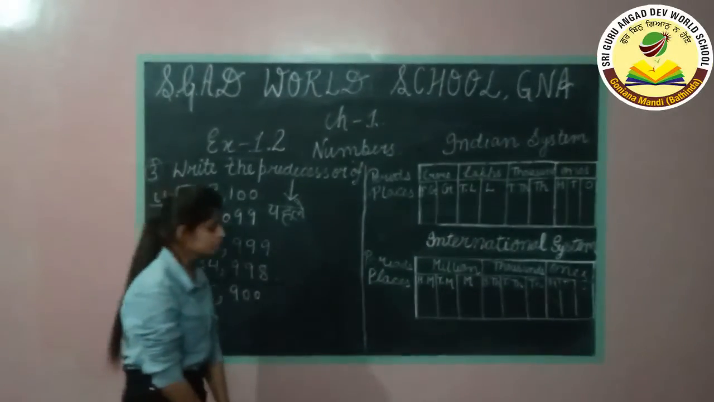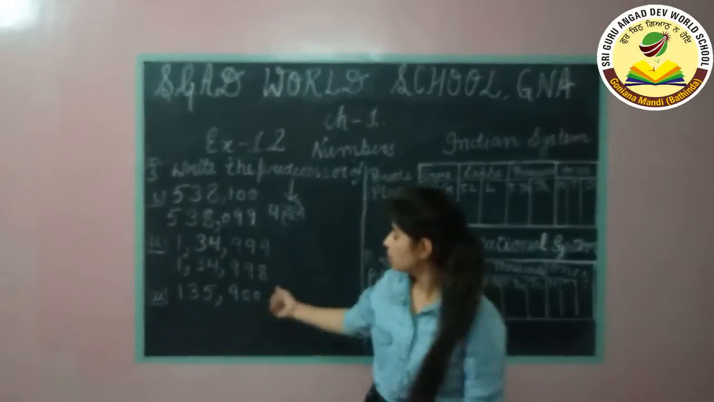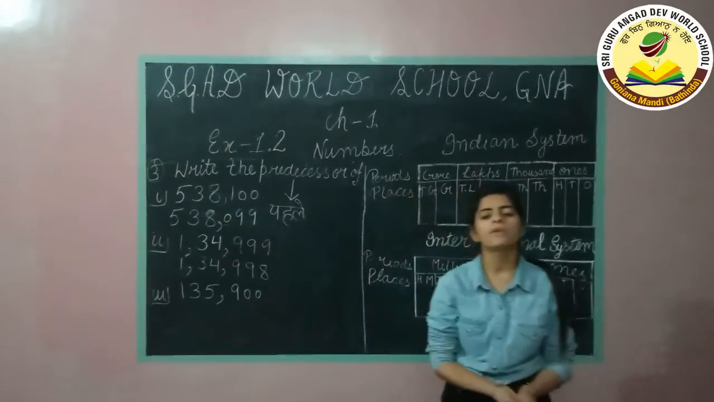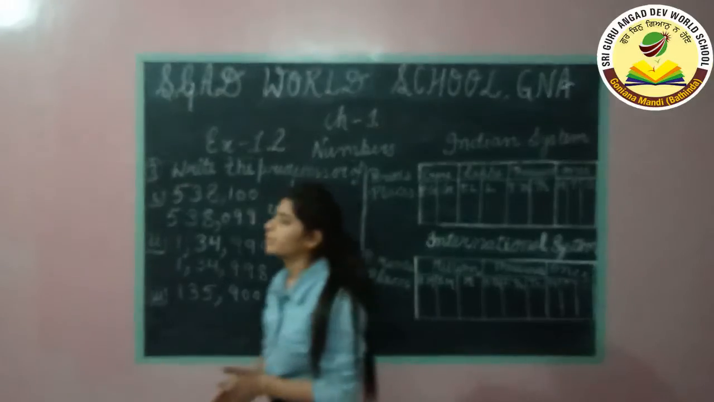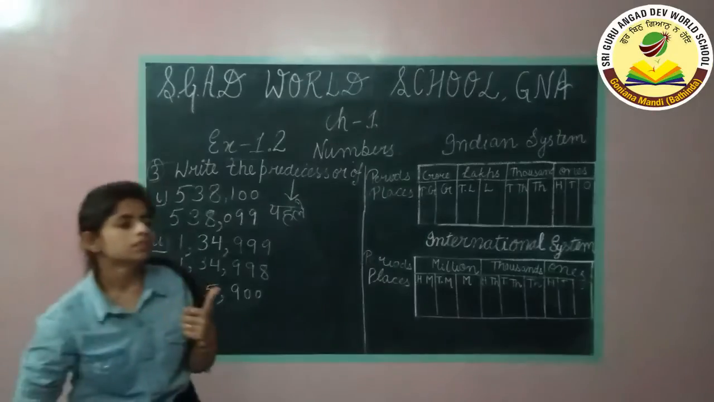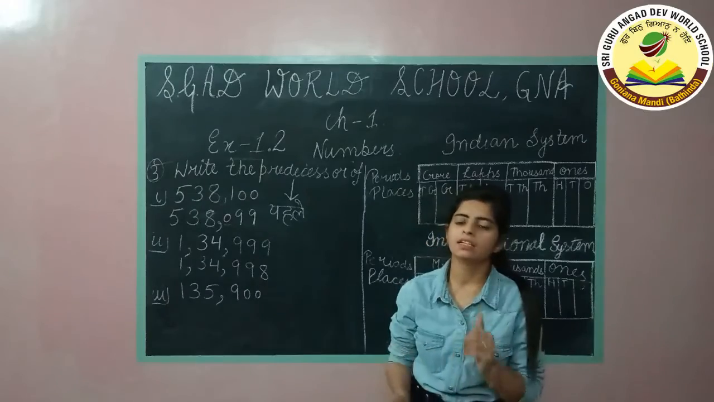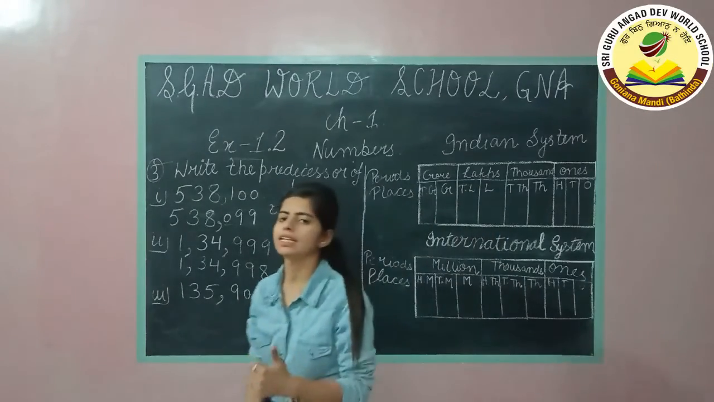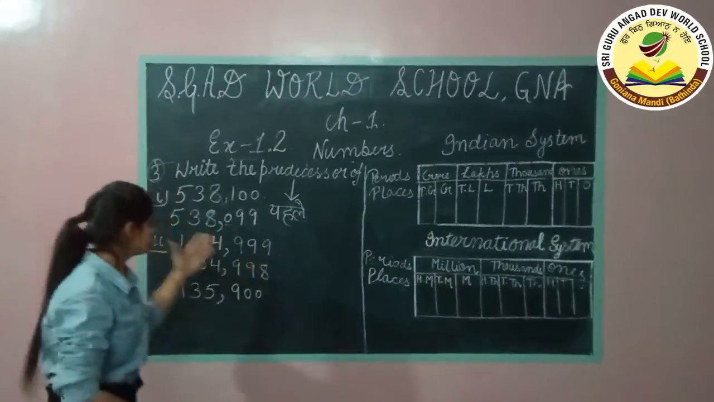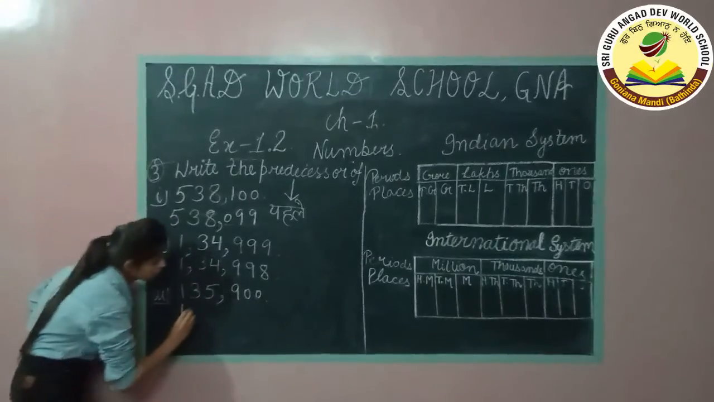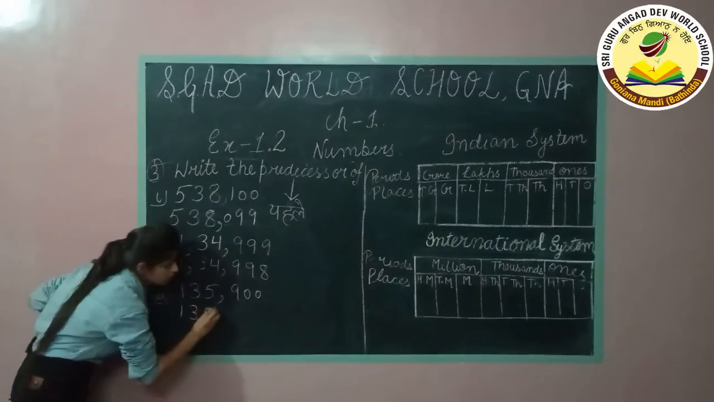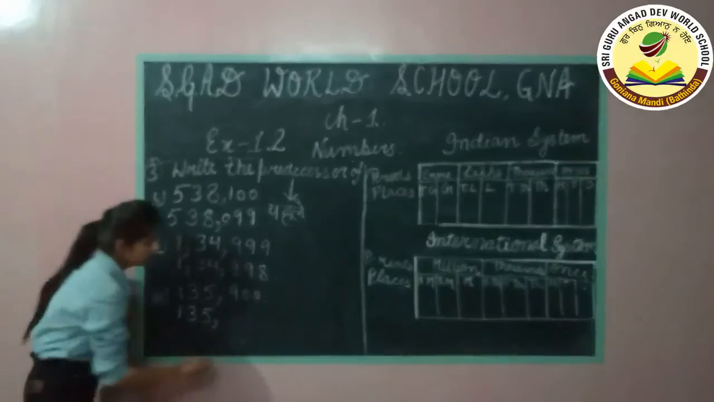In the last question, this number is 135,900. The predecessor of 900 is 899. What comes before 900? 899. So the predecessor of this number is 135,899.